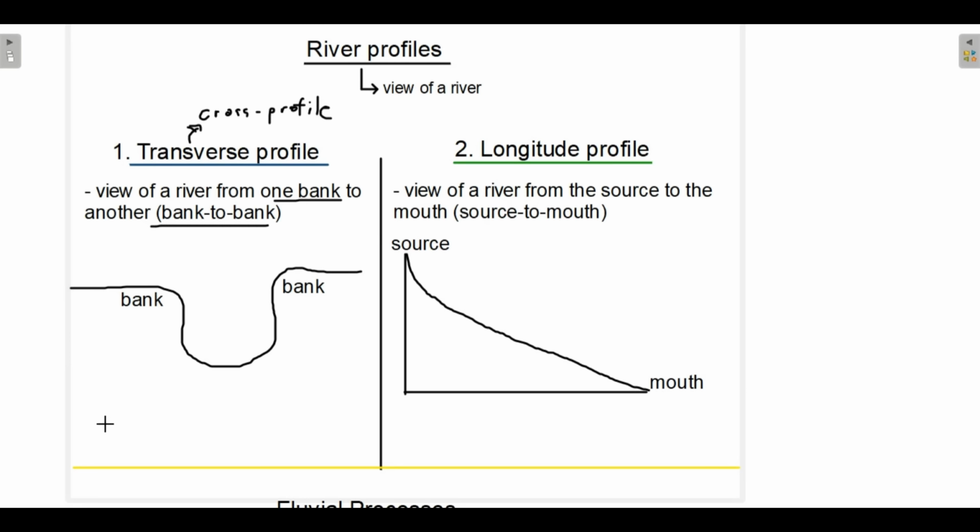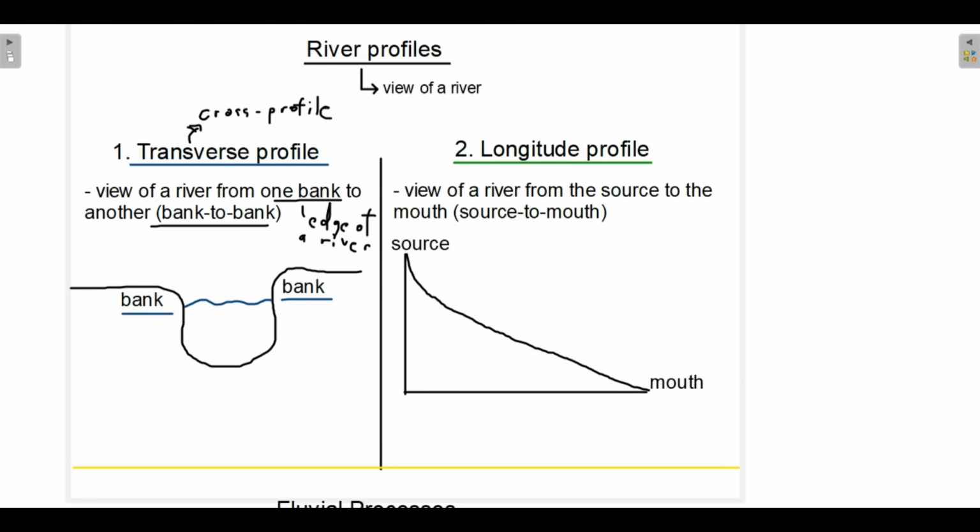Now, a bank is simply the ground that is at the edge of a river, or the land that is at the edge of a river channel, right? So we're saying that a transverse profile is simply that view of a river from one bank of a river to another bank. Okay, so we say it is a bank to bank view of a river, right? So whenever you see this view of a river, then know that is the transverse profile or a cross profile.